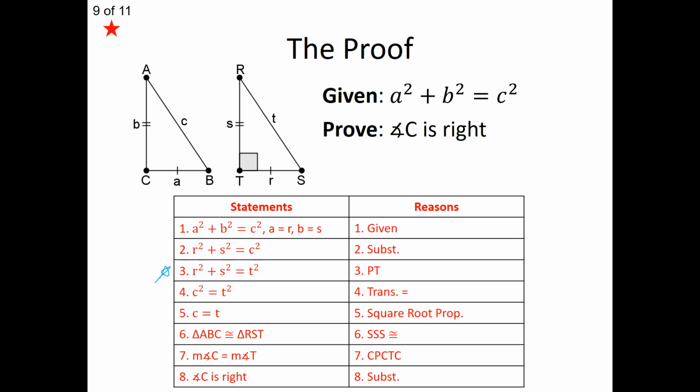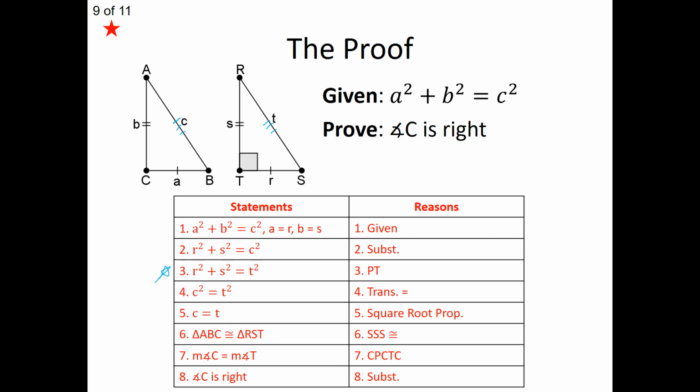Using our square root property of mathematics, we take the square root of both sides, we simplify, and we get C is equal to T. What is that saying now? What that says is that the three sides of one triangle are equal to three sides of another. So congruence steps in. Yes, the power of congruence. And we know that triangle ABC is now congruent to triangle RST by side-side-side congruence.